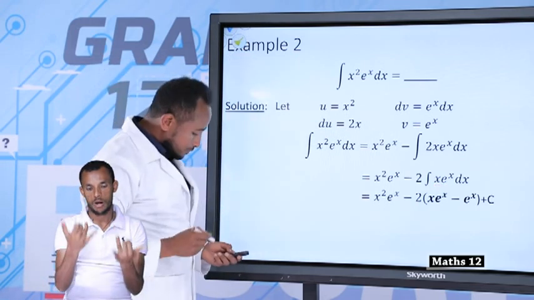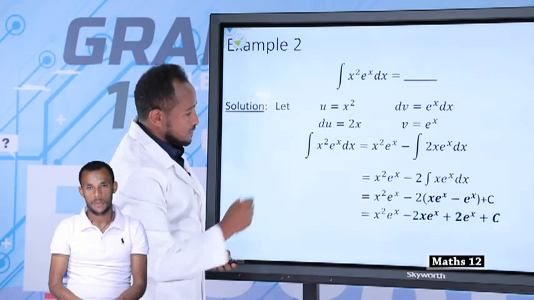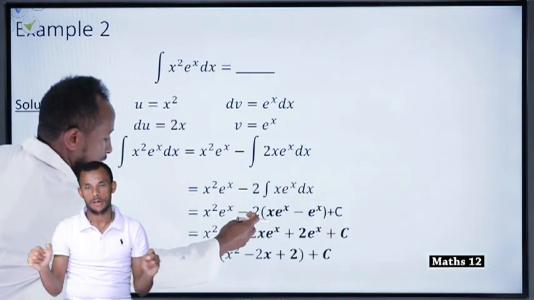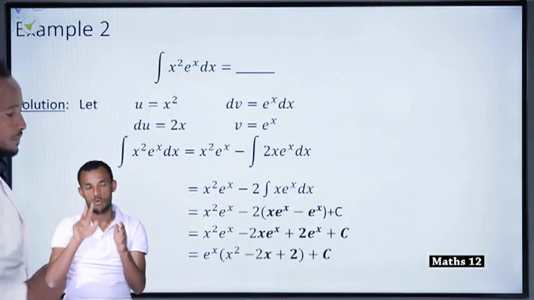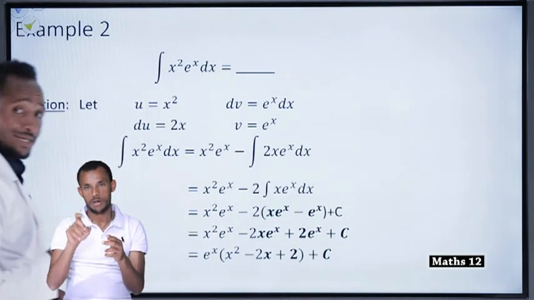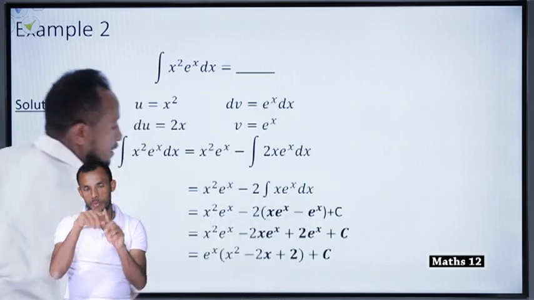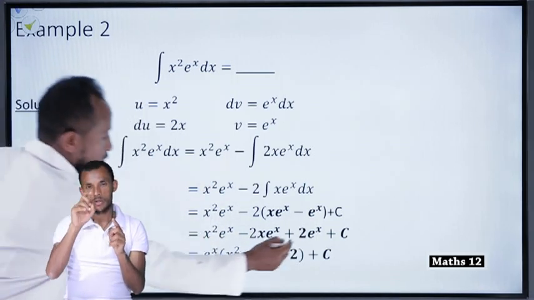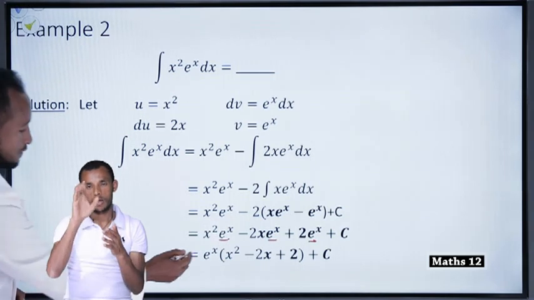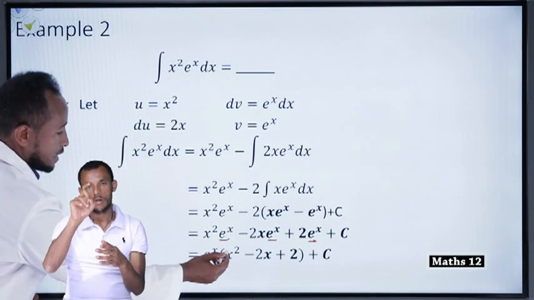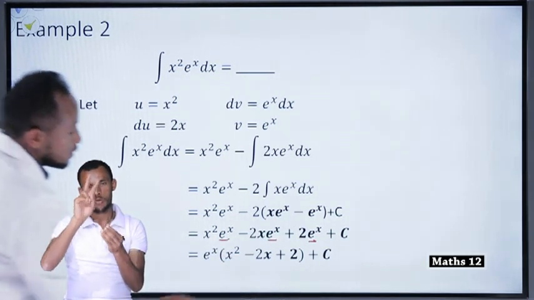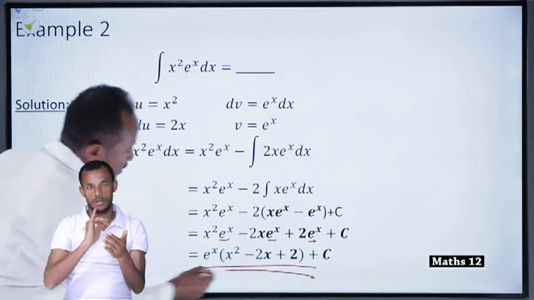Okay, now, this is the final answer. You can, by the way, simply multiply minus 2 into the bracket. So minus 2 times this: minus 2x e raised to x, and minus 2 times minus e raised to x is plus 2 e raised to x, plus some constant c. By factoring e raised to x outside, you will have e raised to x times x squared minus 2x plus 2, plus some constant c. So this is the final answer.